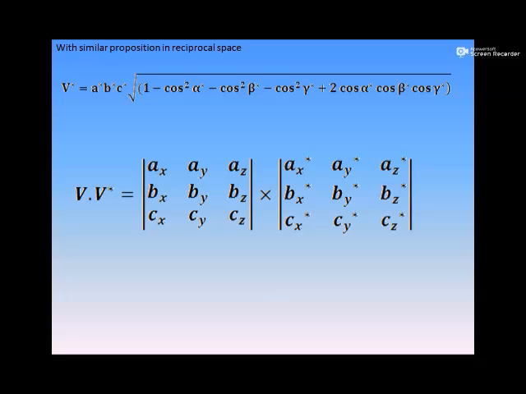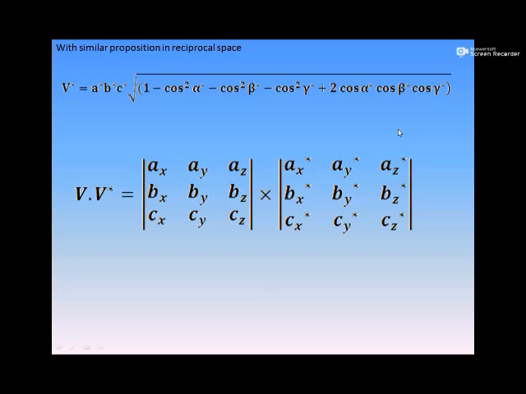In that particular reciprocal space, I have to replace the reciprocal vectors a, b, c by a star, b star, c star, and the interaxial angles alpha, beta, gamma by alpha star, beta star, gamma star, and the formula will be the same. So V star equals a star b star c star root over 1 minus cos square alpha star minus cos square beta star minus cos square gamma star plus 2 cos alpha star cos beta star cos gamma star.